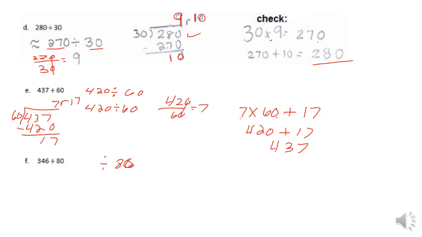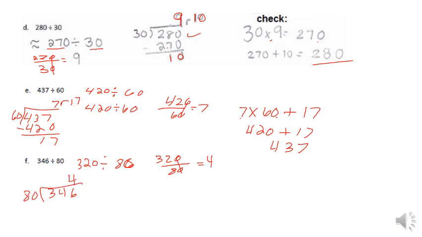Well, we know 8 times 4 is 32, so I'm going to go with 320. So now I have 320 divided by 80. We can see 32 divided by 8 will give us 4. So our 346 divided by 80, start with our estimate of 4.